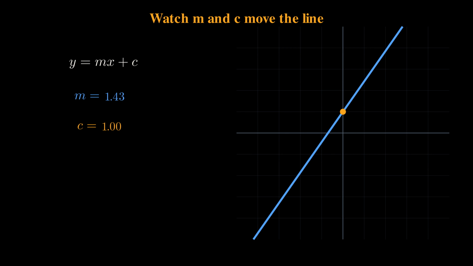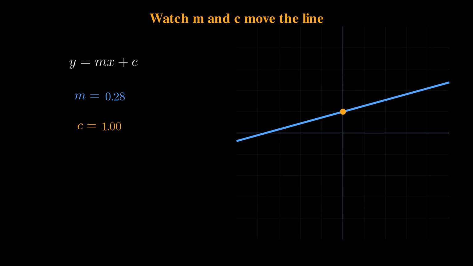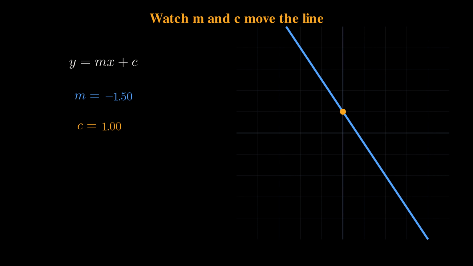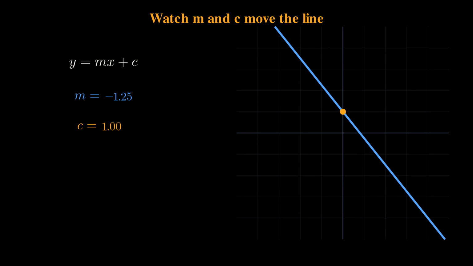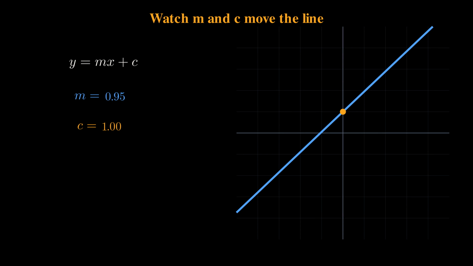First, change only the gradient m. As m grows, the line tips steeper. Make it negative and it tilts the other way, sloping downhill. But notice what stays nailed in place? The y-intercept. Every one of these lines still passes through (0, 1). Changing m pivots the line about that fixed point.